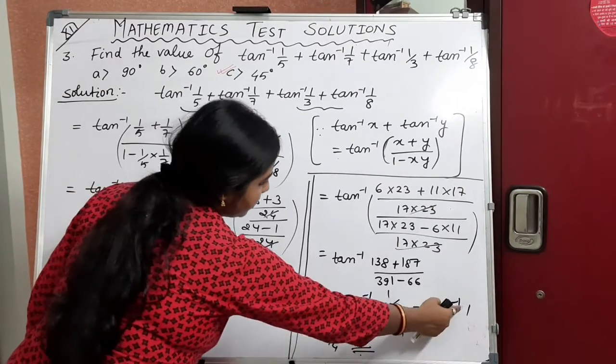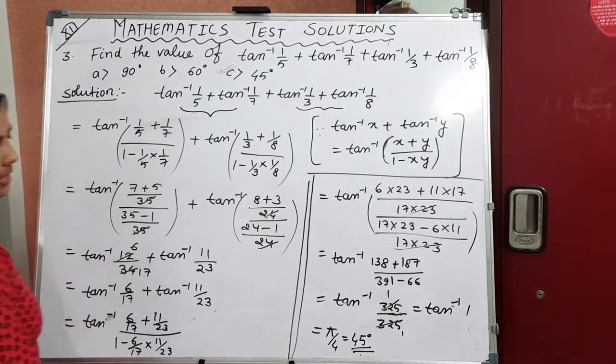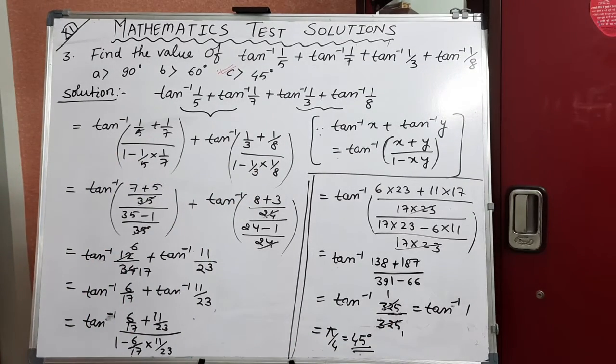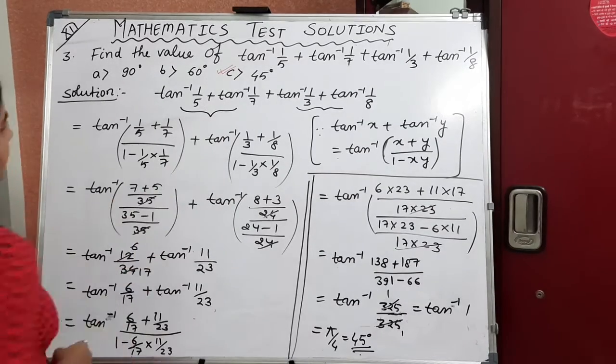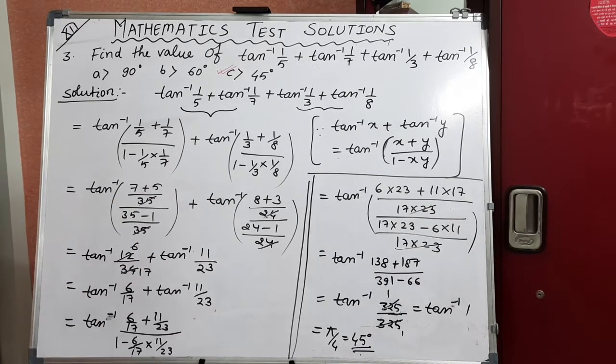tan inverse 1. And we know that tan inverse 1 is pi by 4, and pi by 4 is 45 degree. So our option is option C. This is 45 degree.